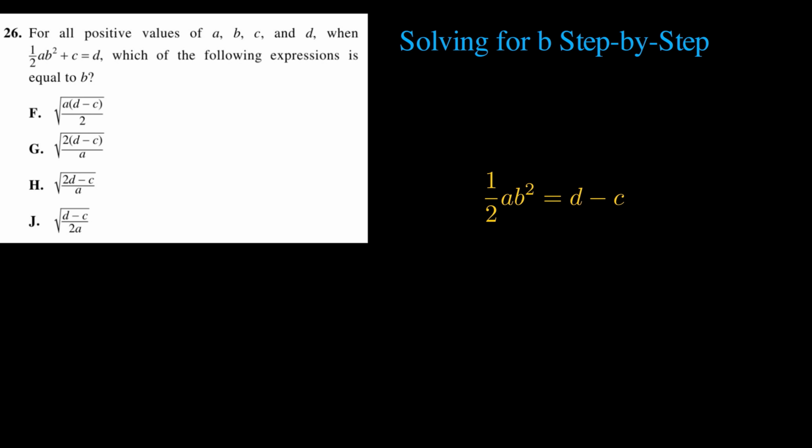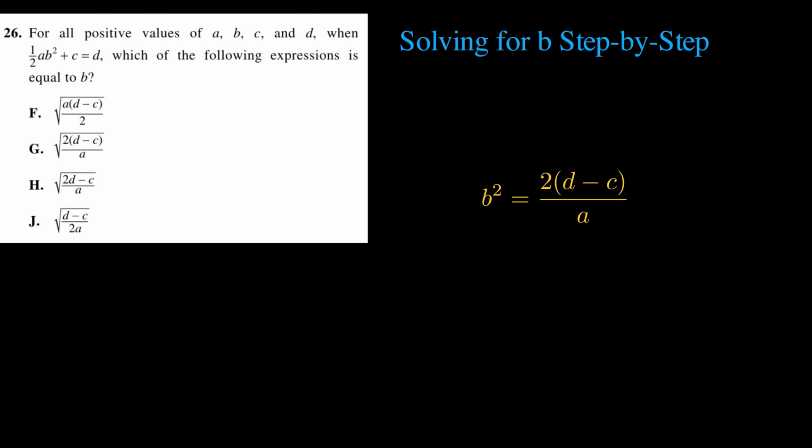So now everything except the b term is on the right. Next, we want to remove that 1/2 in front. The easiest way is to multiply both sides by 2. When we multiply both sides by 2, the 1/2 disappears. Now we get a times b squared equals 2 times quantity d minus c. So the fraction is gone and things are cleaner. But we still don't have b alone. Right now, a is multiplied with b squared, so we divide both sides by a. Now we have b squared equals 2 times quantity d minus c divided by a.